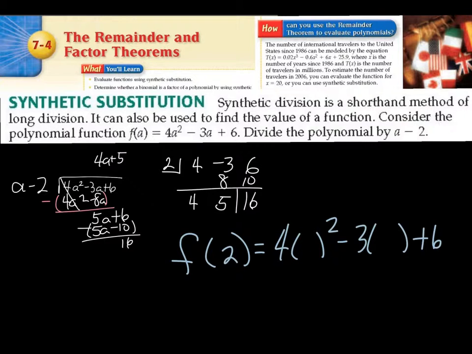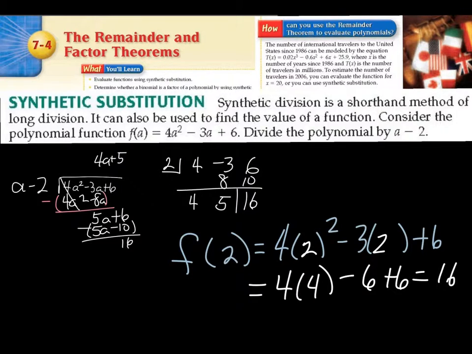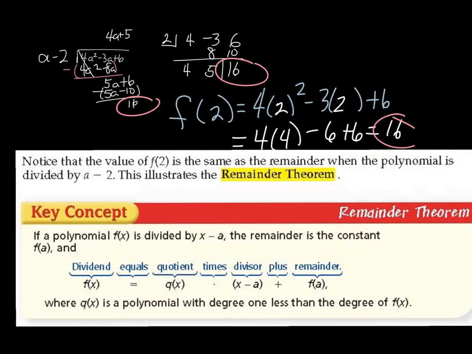Now that we've done before, this is the new bit. If we do f of 2, every place there was an a in the original function, I replaced it with a 2. I have 4 times 4 minus 6 plus 6. I get, what do you know? It's 16. Notice the value of f of 2 is the same as the remainder when the polynomial is divided by a minus 2. This illustrates the remainder theorem.